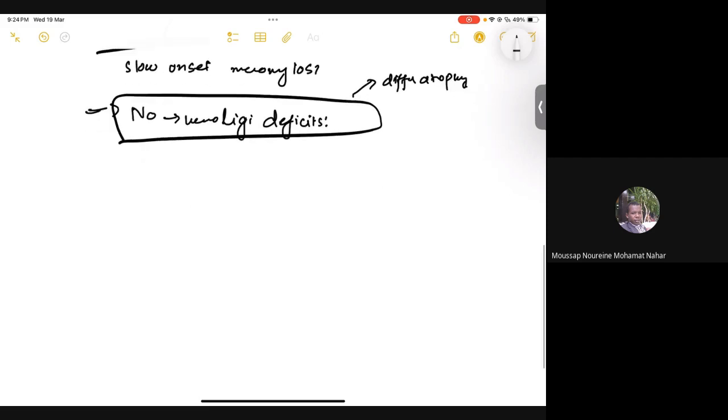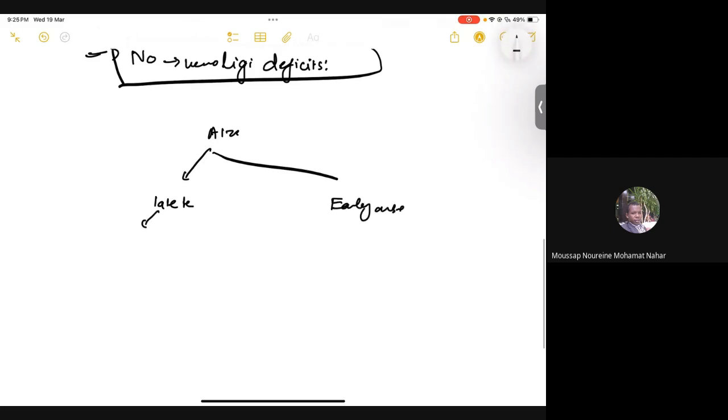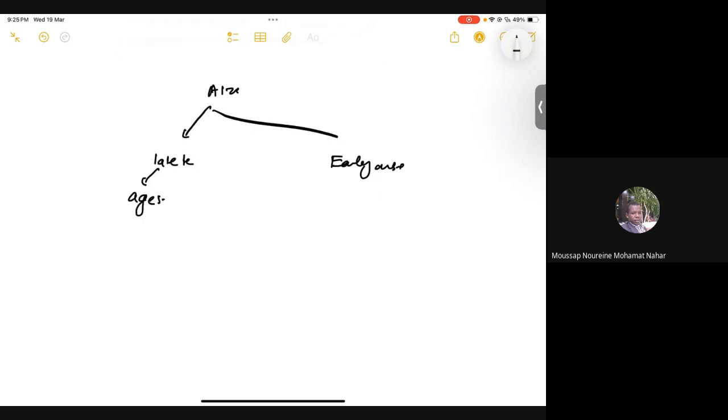Okay. So let's just take this conversation a little bit further. We have two types of Alzheimer's disease, right? We can have a late onset and we can have an early onset. Late onset, we already know, is the sporadic form. It basically is associated with age. We already know that, right? Another thing which you guys should keep in mind, we have an allele of apolipoprotein E, that is known as the E4 allele.